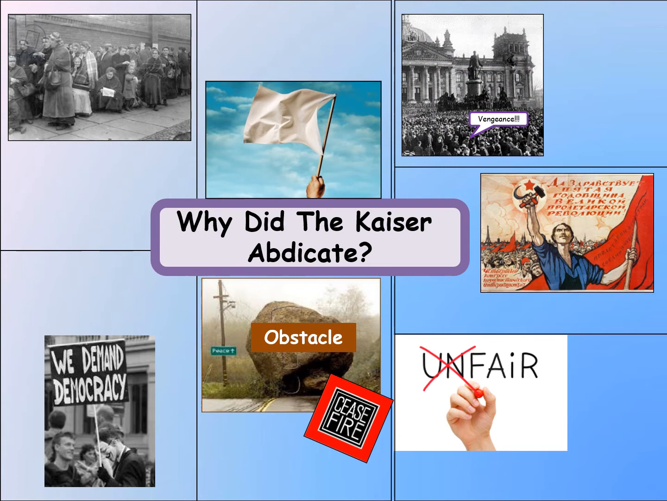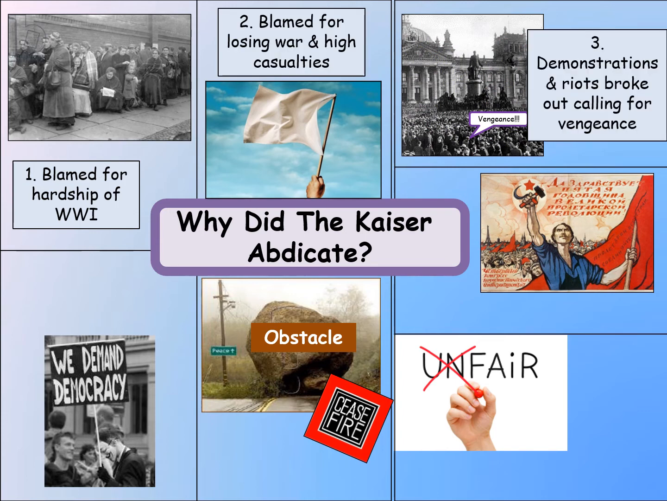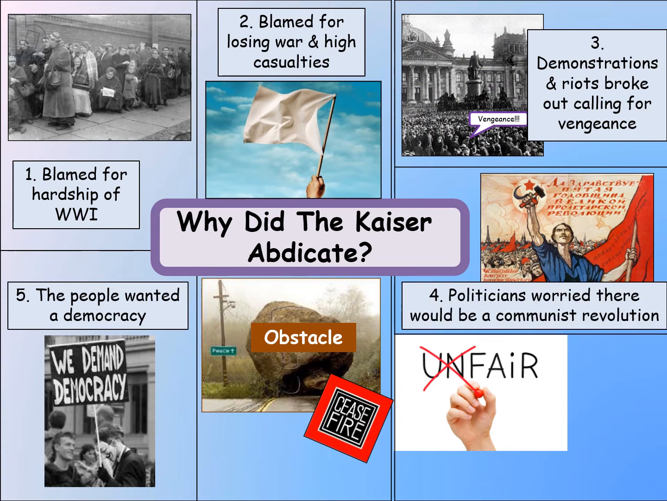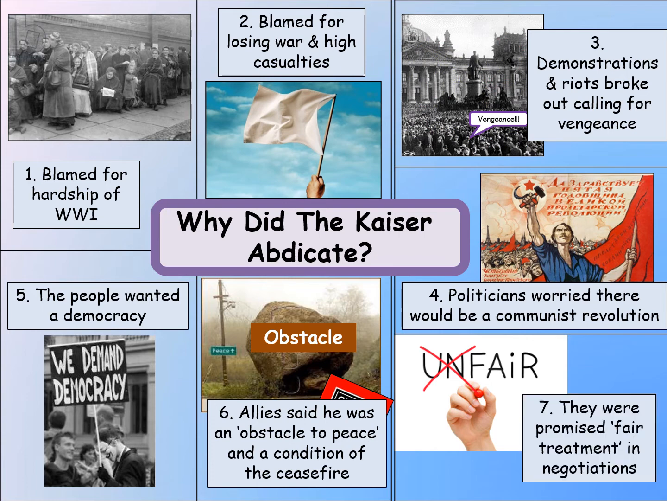But the question that we're asking is why? Why did the Kaiser ultimately decide to abdicate? And there's kind of 7 main reasons that we're looking at with this. He was blamed for the hardship of World War I. He was blamed for losing the war and the high casualty rate that had come with that. Demonstrations and riots breaking out were calling for vengeance, so that was a major issue. Obviously, politicians were worried there would be a communist revolution, and the people really wanted a democracy. They were starting to demand it. The Allies had said that he was an obstacle to peace, and it was a condition of ceasefire that he was gone. And then finally, they were promised fair treatment in the negotiations if they did get rid of him.